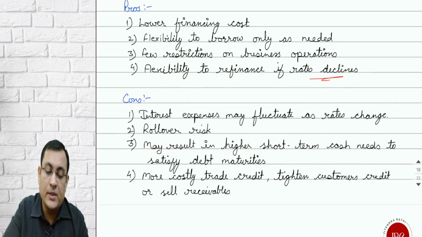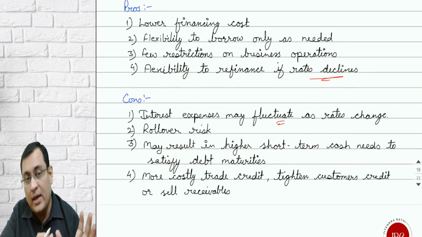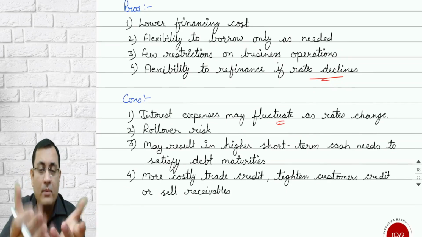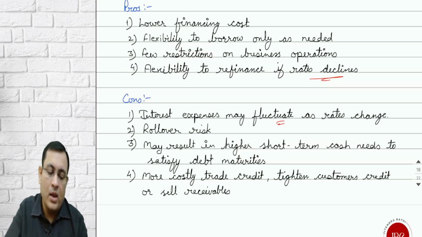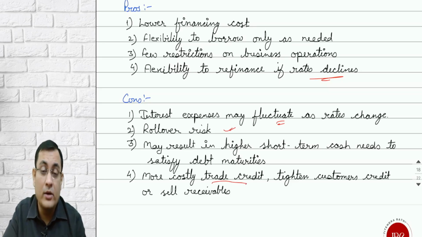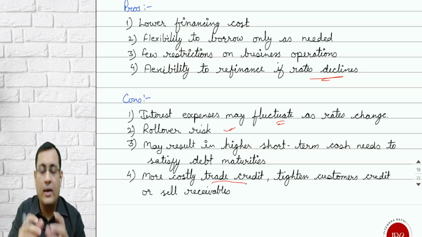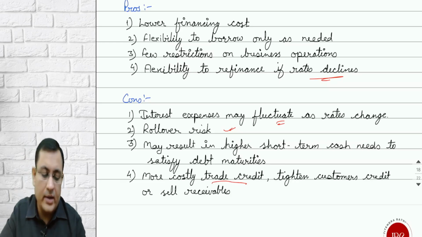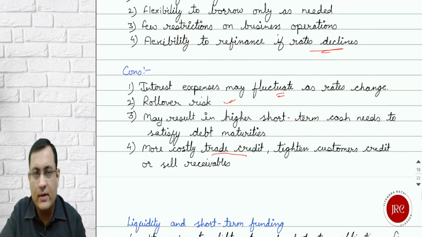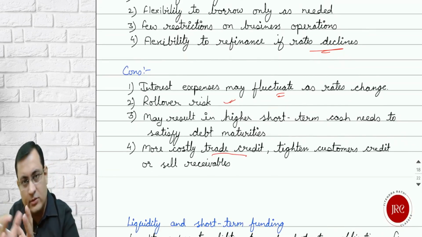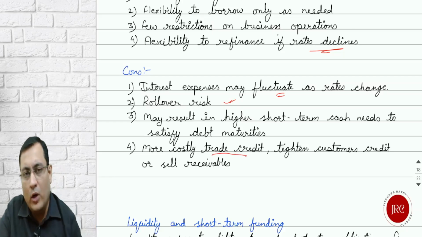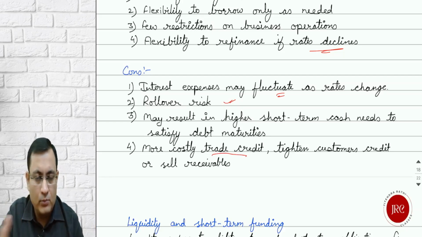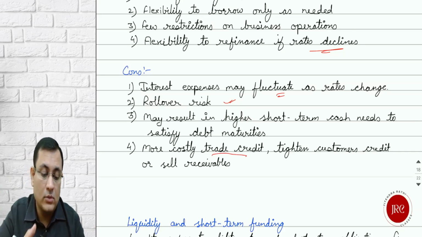So next, interest expense may fluctuate. In peak time, a stress situation, even the short-term debt is going to be costlier than the long-term debt. Rollover risk will always be there. More costly trade credit: when suppliers come to know that you have a shortage of finance, they are going to increase their rates for giving extra trade credit. So a few disadvantages. A question may give a situation and ask us to identify the policy. So these are the pointers we should take care of for identification of the policy.